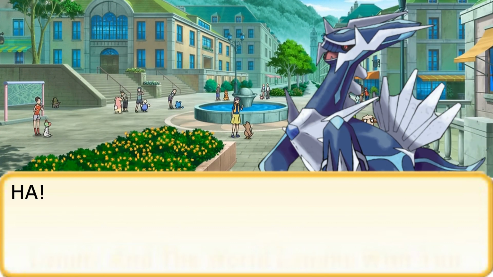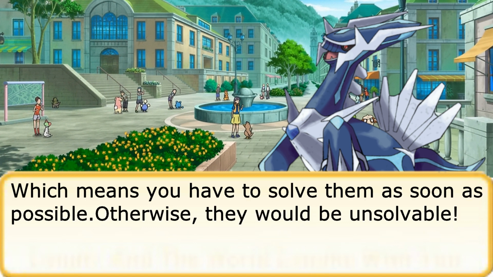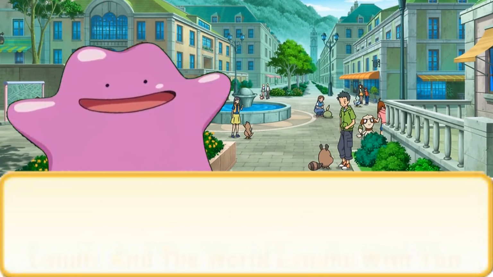Ha! To bring back the correct flow of time, you must solve these three problems. Right now, these three problems are also affected by the slowed time, which means you have to solve them as soon as possible, otherwise it would be unsolvable. Alright, I got this.